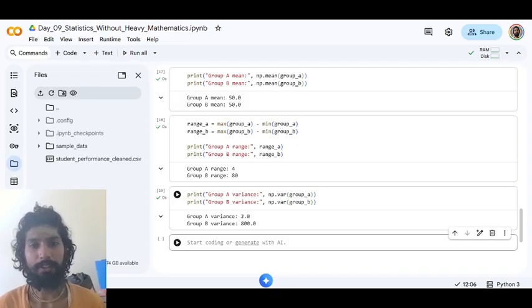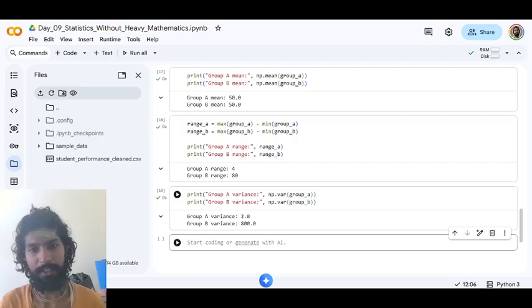You should see that group B's variance is much larger. The exact calculation behind variance involves finding the difference between each value and the mean, squaring those differences, and averaging them. You do not need to memorize the formula for this beginner lesson. What matters is the interpretation. A large variance means greater spread.